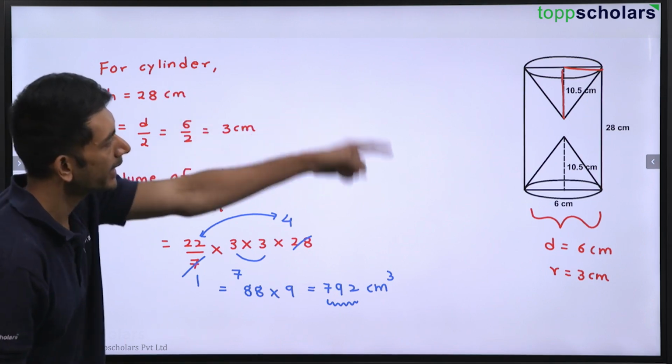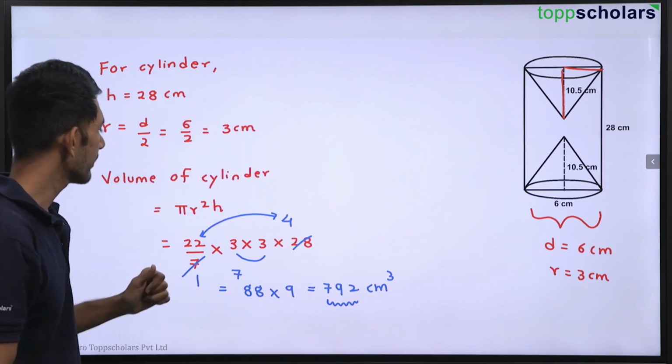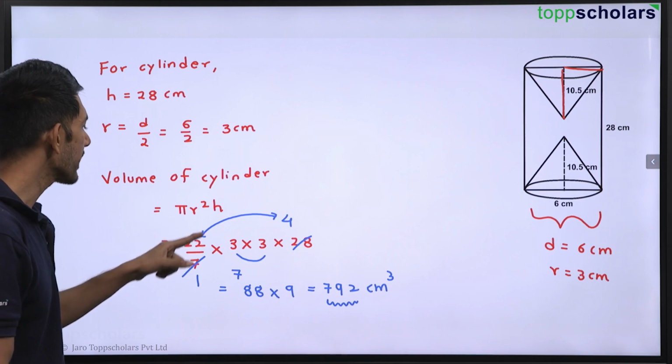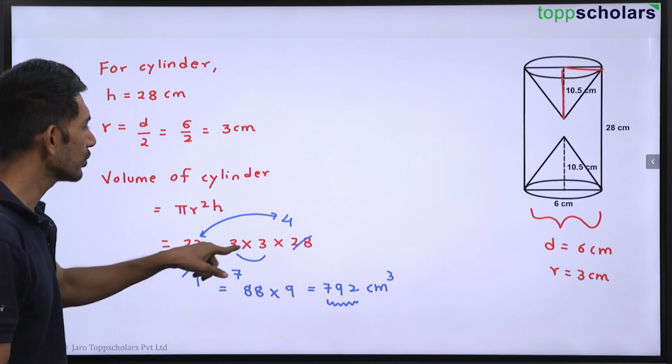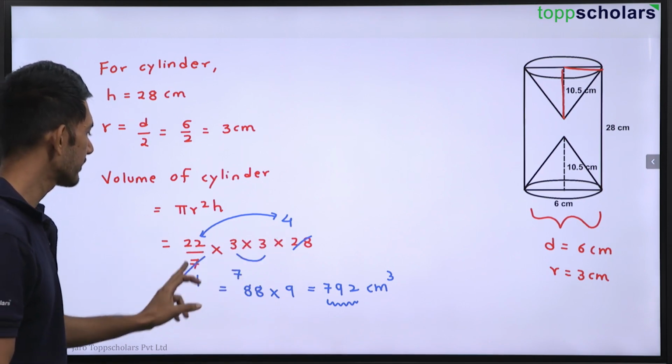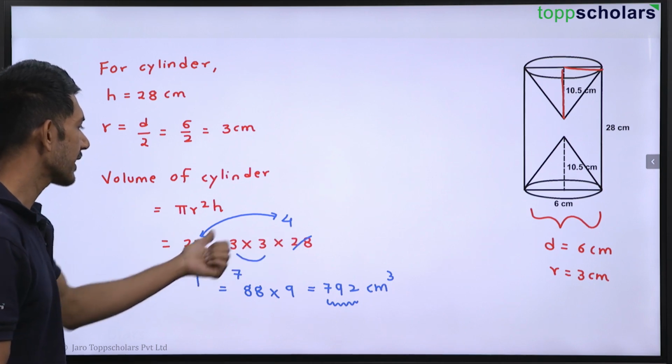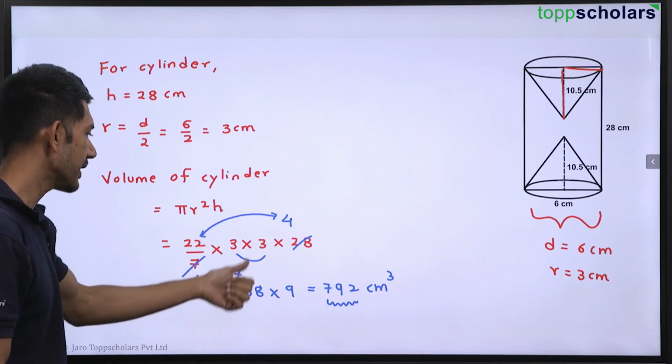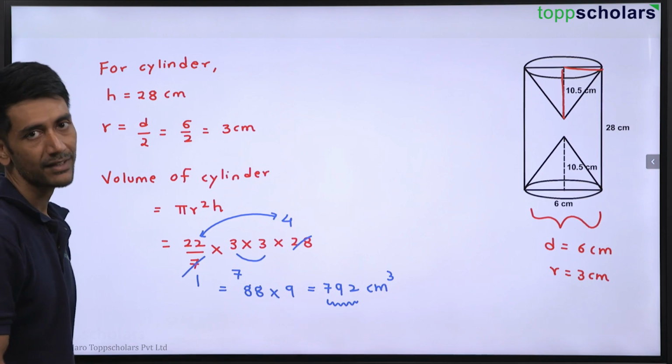For cylinder, the height is 28, radius is 3, volume of cylinder is pi r square h, 22 by 7 into 3 into 3 into h. 7 ones are 7, 7 fours are 28, then directly 22 fours are 88, 3 threes are 9, and then 792.